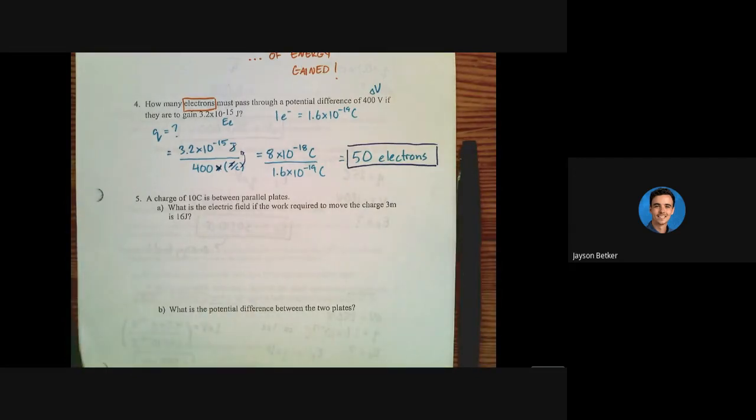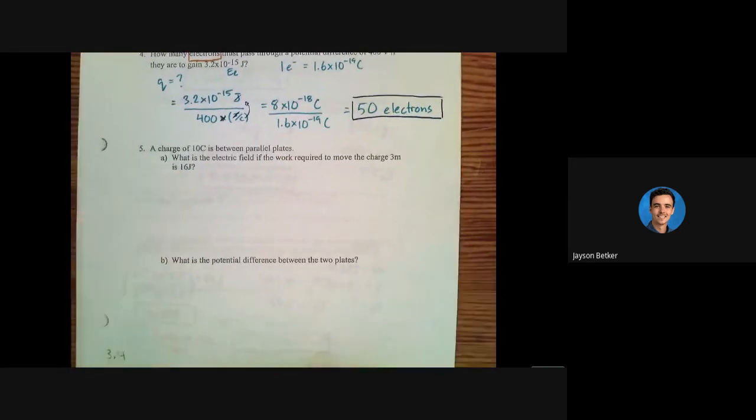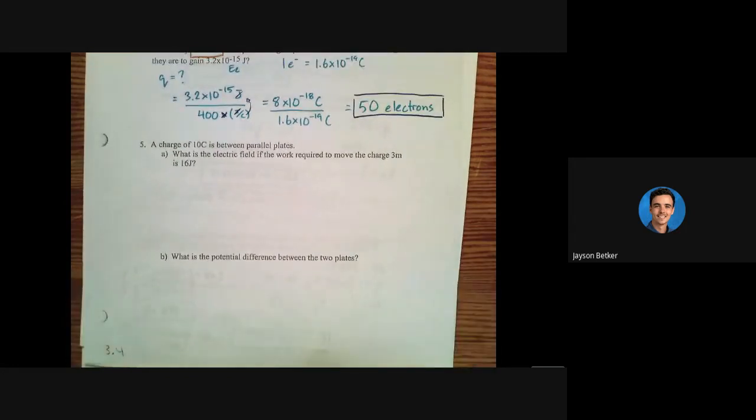So some different steps that we're maybe not used to seeing, but as with all this stuff, practice, practice, practice. So one more question. A charge of 10 coulombs is between parallel plates. What is the electric field if the work required to move the charge is 16 joules, and you're moving it 3 meters?